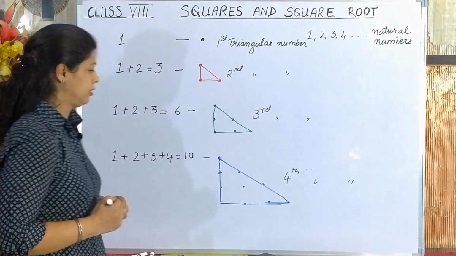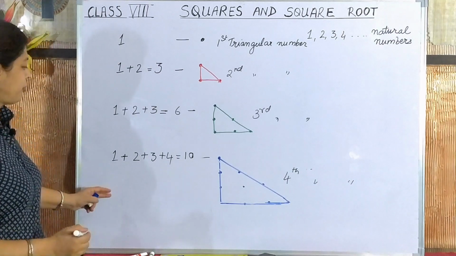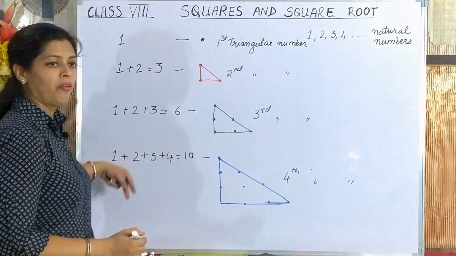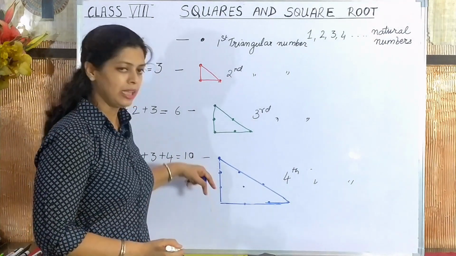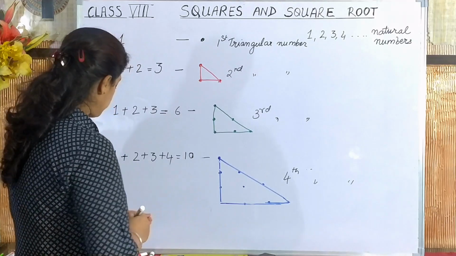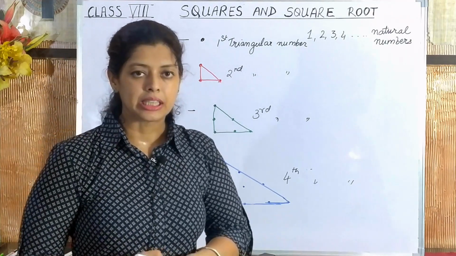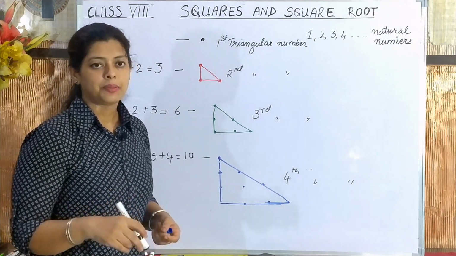And so on. If I keep on adding the consecutive natural numbers, the sum of the first 5 consecutive natural numbers will give me the fifth triangular number. The sum of the first 6 consecutive natural numbers will give me the sixth triangular number, and so on. So now you will ask me, what is the relation between triangular numbers and squares? We were anyway discussing squares in this chapter. So I'll explain this in a short while.